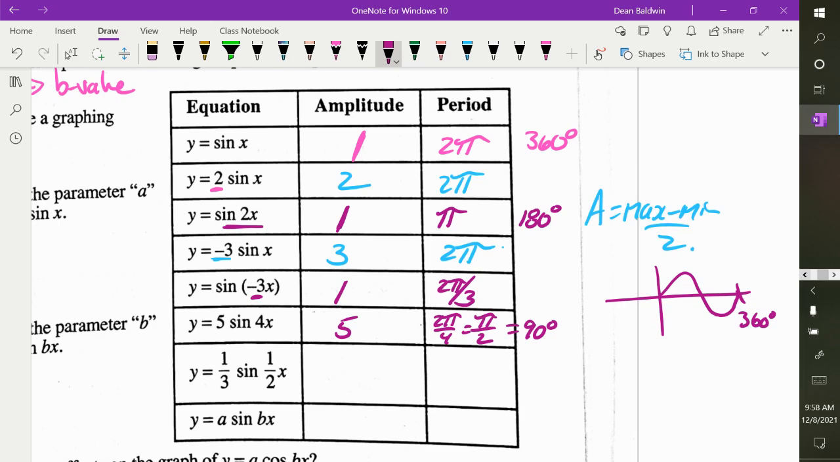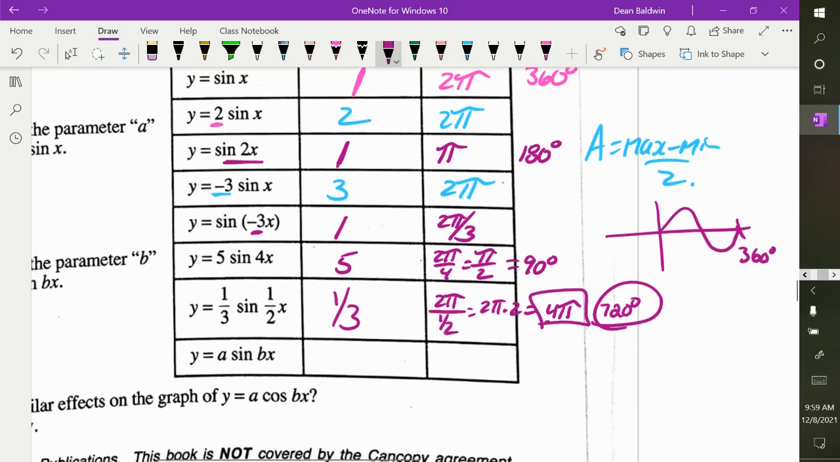Okay, next one. y is equal to 1/3 sine 1/2 x. What's my amplitude? 1/3. What's my period? 4 pi, right? Because it's going to be 2 pi divided by a half. What do you do when you're dividing by a fraction? Because that's actually a horizontal expansion by a factor of 2. So it's 4 pi. What is 4 pi? 720.